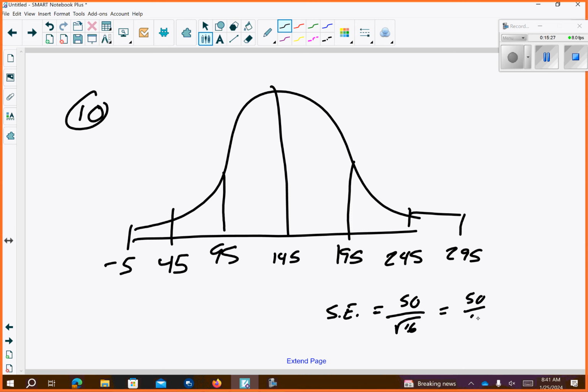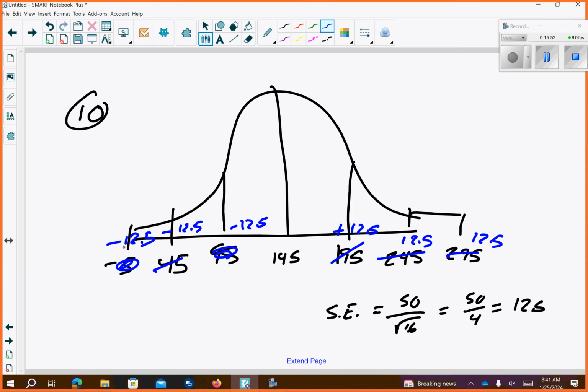So that's 50 over 4, which is 12.5. So basically, I would add 12.5 to get here. I would add 12.5 to get here. I would add 12.5 to get here. I would subtract 12.5 to get here, subtract 12.5 to get here, and subtract 12.5 to get here. Okay?